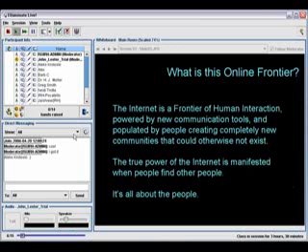And what is the online frontier? What are we really talking about here? I really feel that the internet is fundamentally a frontier of human interaction, powered by new communication tools and populated by people who are creating completely new communities that couldn't otherwise exist without this technology. Boiling it down a little more, I feel the true power of the internet is manifested when people find other people. And boiling it down even more, I think it's all about the people.